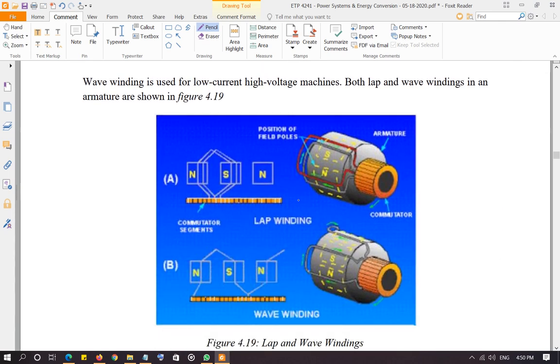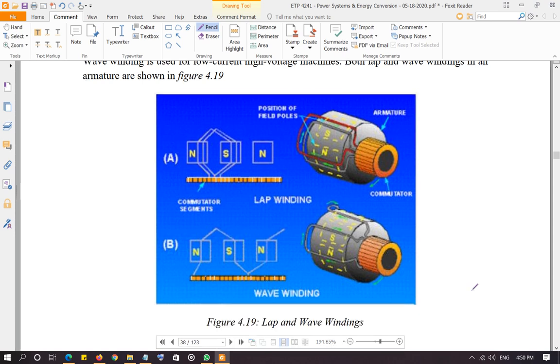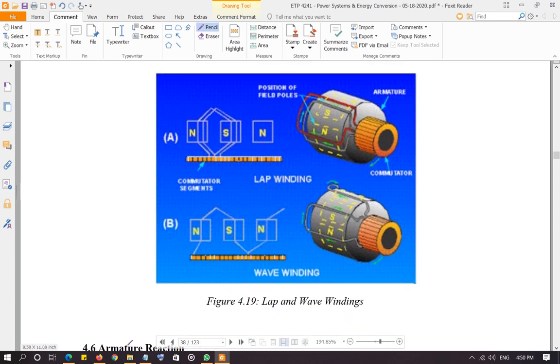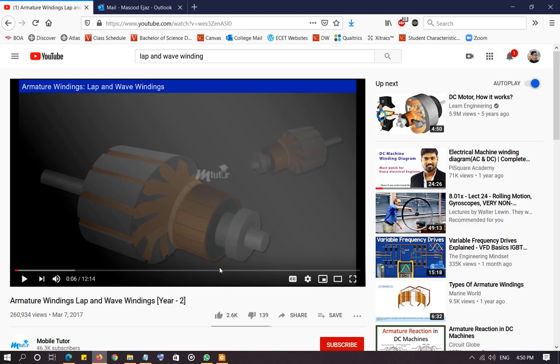And this picture shows you in a little bit more detail. This is a lap wound armature and this is a wave wound armature. So you can look at the difference of the two. But again, the easy thing is going to be to go on YouTube, and there are many videos. This is just one of them, but there are many videos that you can look at, and you can understand different types of winding and how you wind the armature of a generator. So check them out.